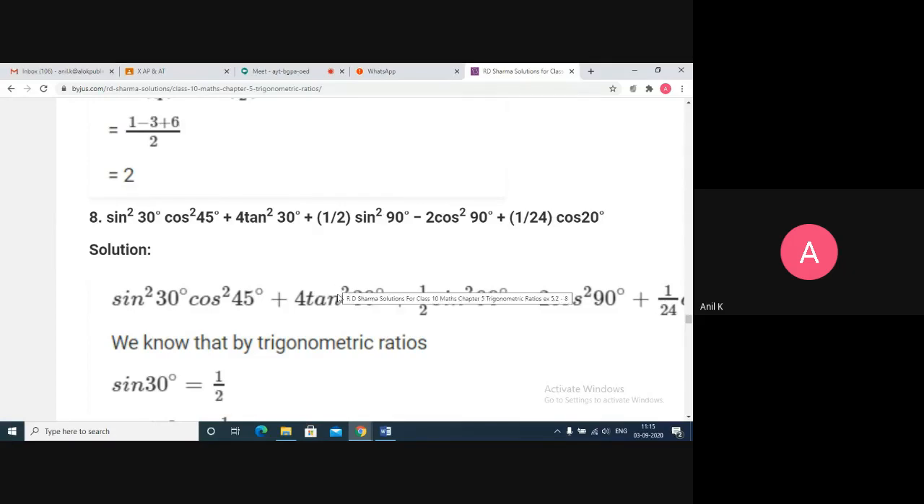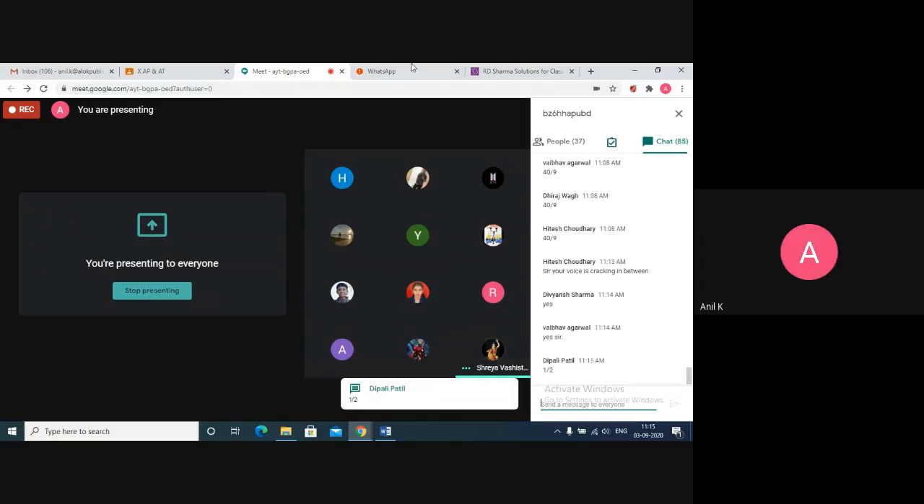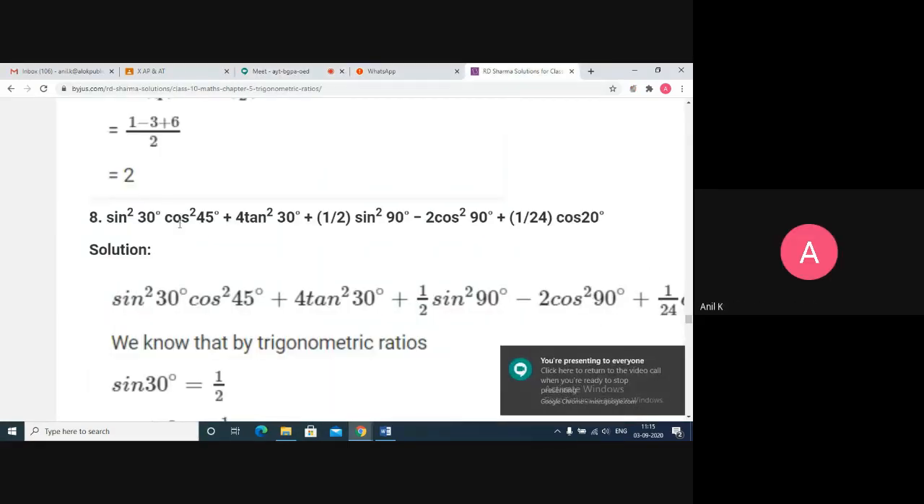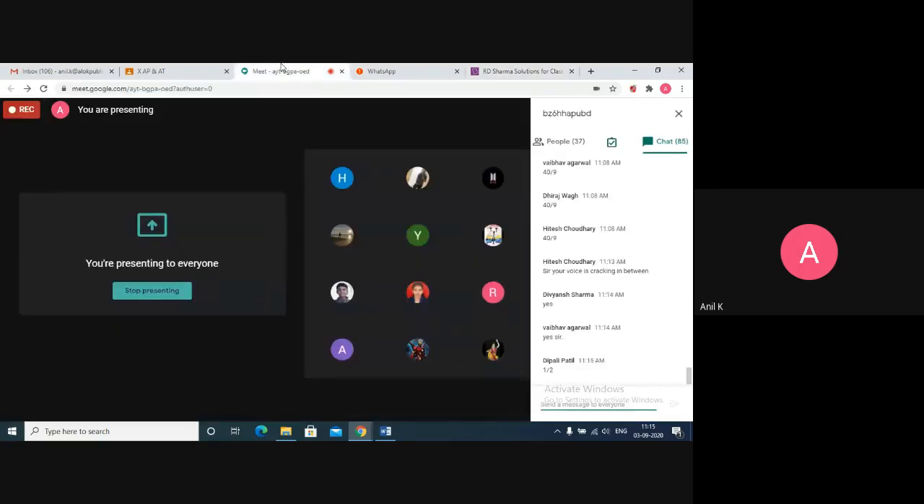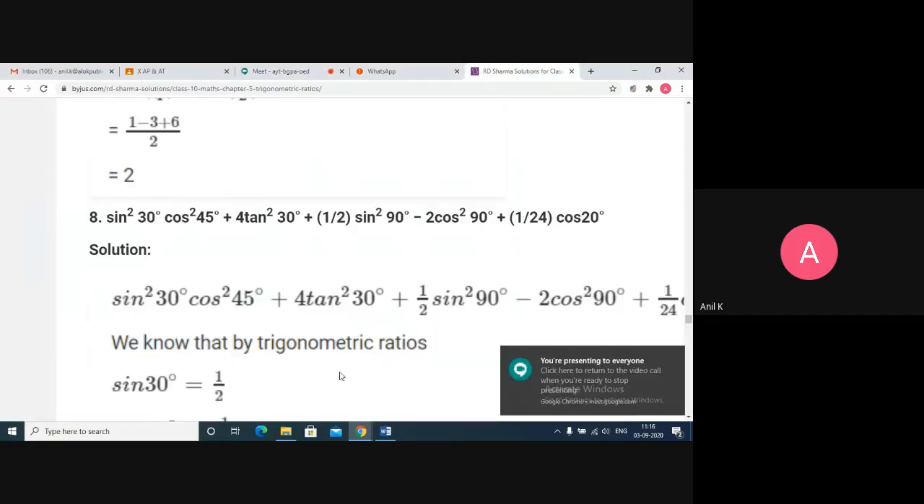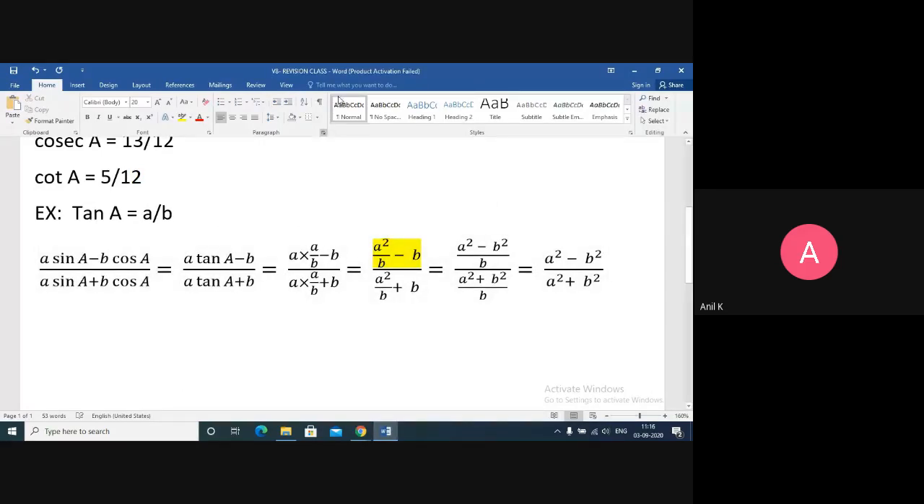First one is sine square 30. So what is sine square 30 value? Sine 30 value is half, 1 by 2. What about cos square 45? Cos 45 is, give me the value square. Some of them might be solving the question, no problem. Okay, I will also solve. First sine square 30. Sine 30 is 1 by 2. It is square. So I'll get 1 by 4.